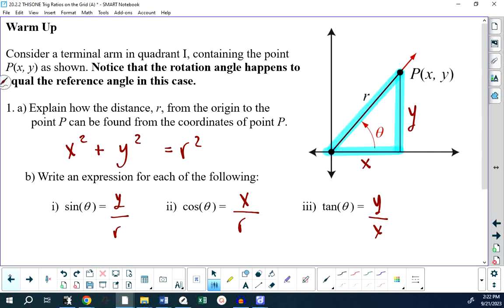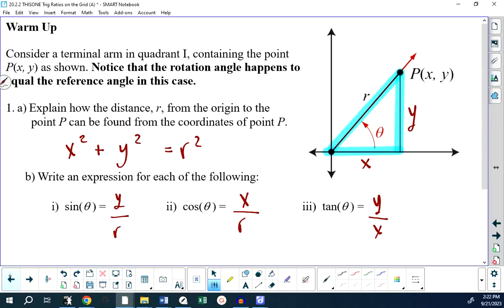Is y always positive in quadrant 1? Yes. Pay very careful attention to what I'm about to tell you. R is always positive. I don't care where it is, because I've told you r is the distance from the origin to that point. So r is always positive. What I've established is in quadrant 1, x and y are positive and r is always positive. So what that means, everybody, is that in quadrant 1, y and r are both positive, so sine will always be positive in quadrant 1.